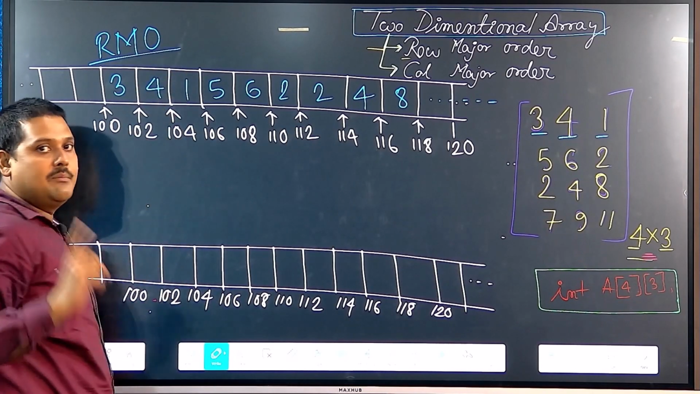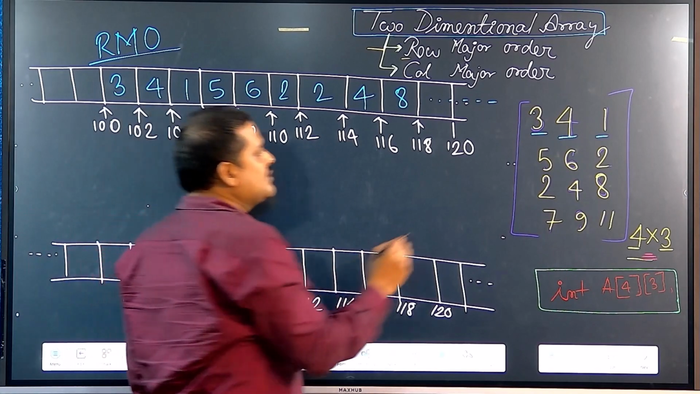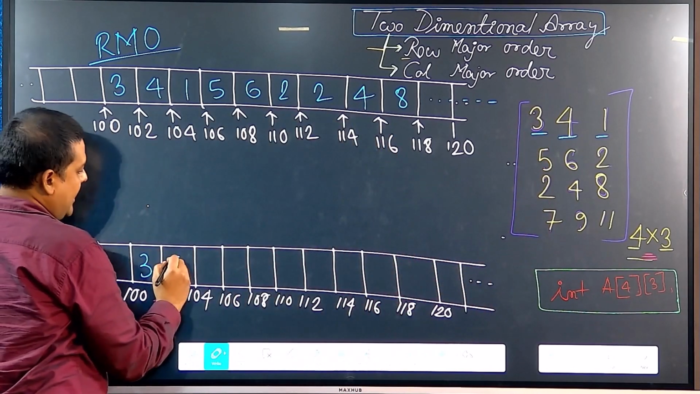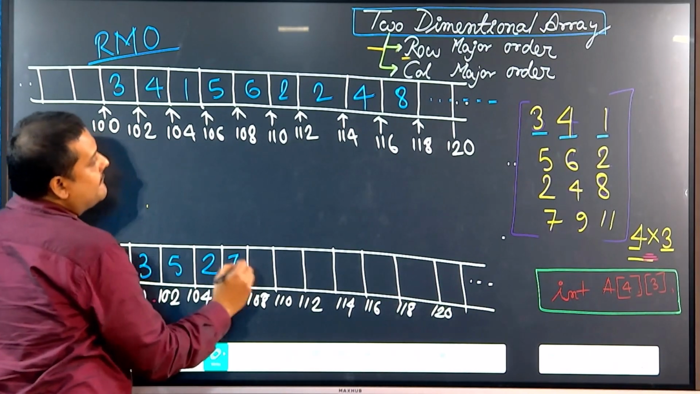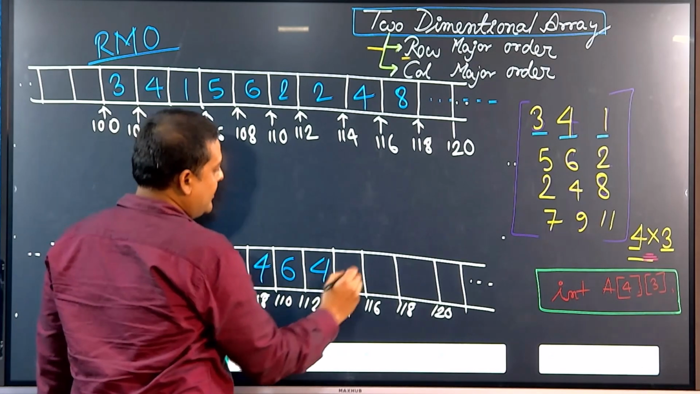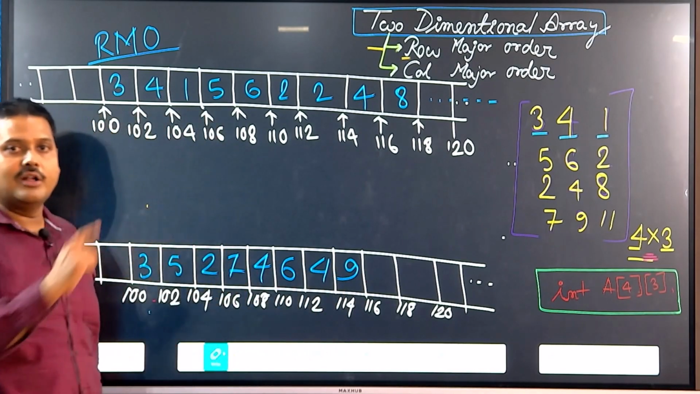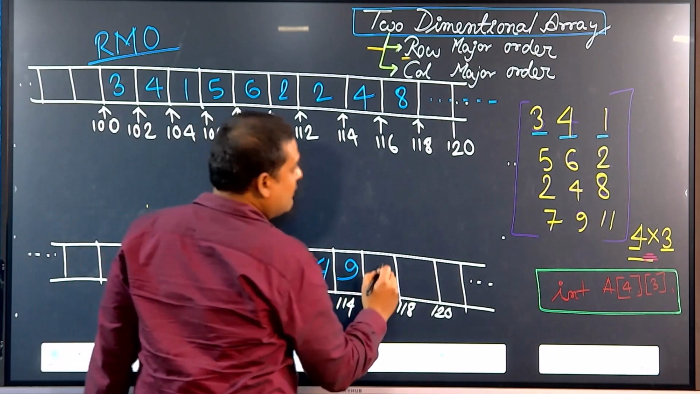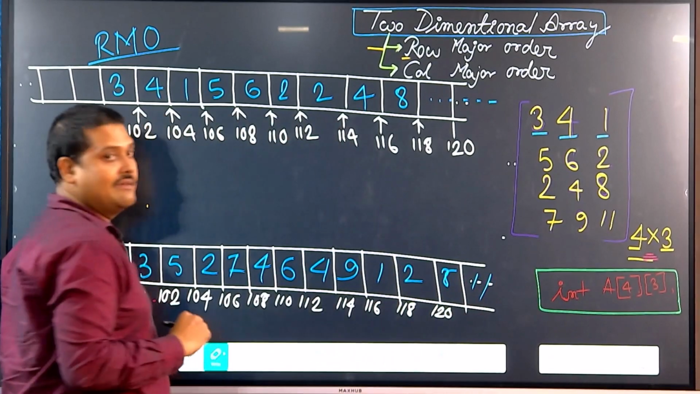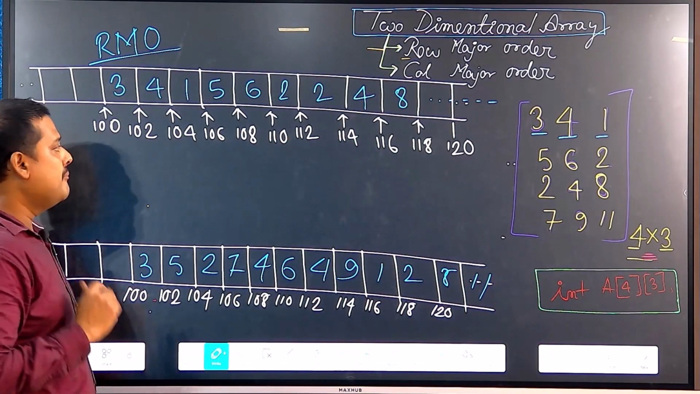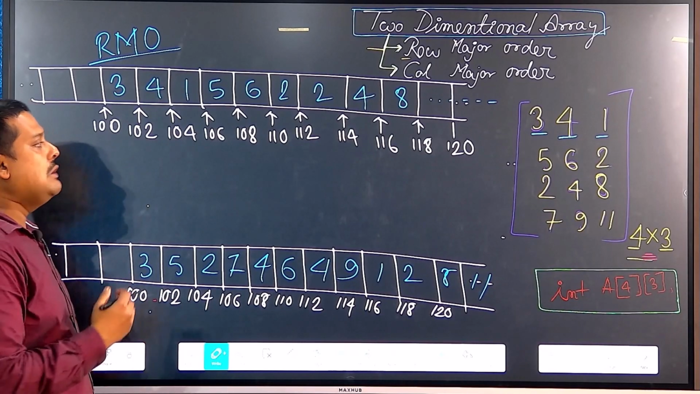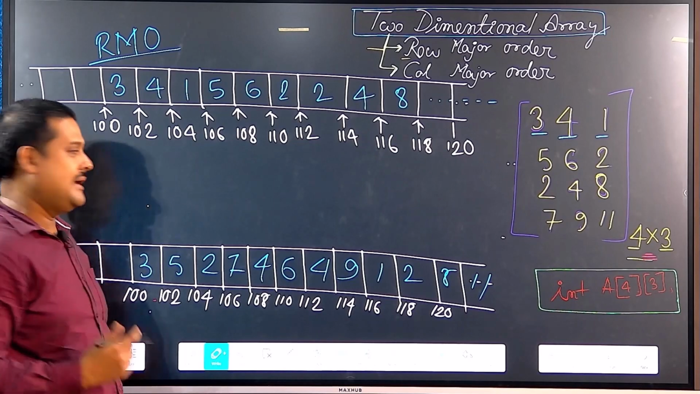In the case of column major order, the values will be stored like this: first 3, 5, 2, 7, then 4, 6, 4, 9, and this way all the values will be stored, then 1, 2, 8, 11. All the values will be stored in our memory this way. Now, how can we know the address of a particular location?